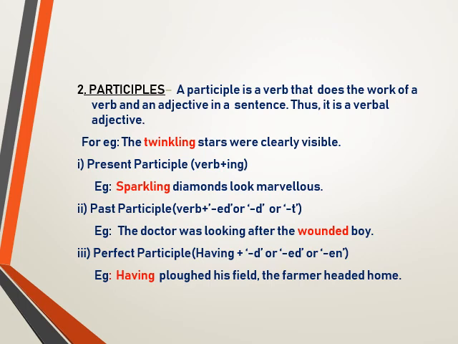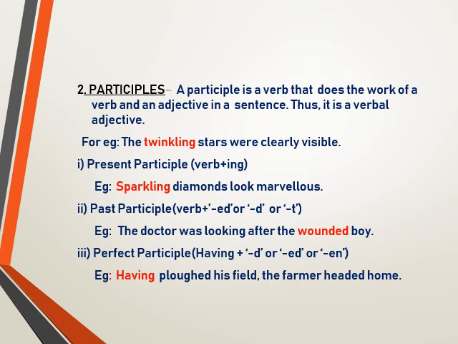The participle has three forms. The first is present participle. Present participle consists of the verb plus ing form. For example, sparkling diamonds look marvelous. The second is past participle. It consists of the verb plus ed or d or t form of the verb. For example, the doctor was looking after the wounded boy.